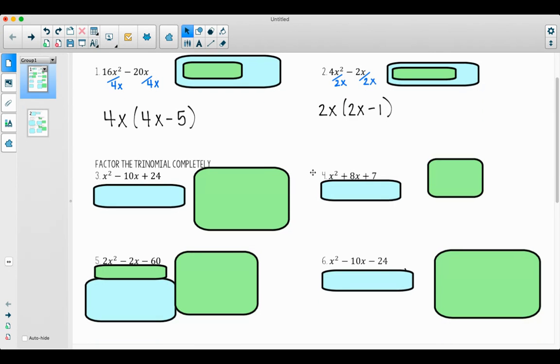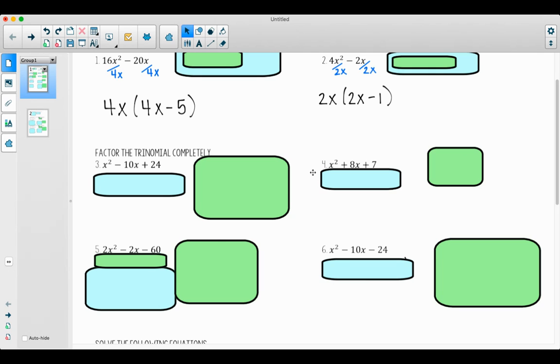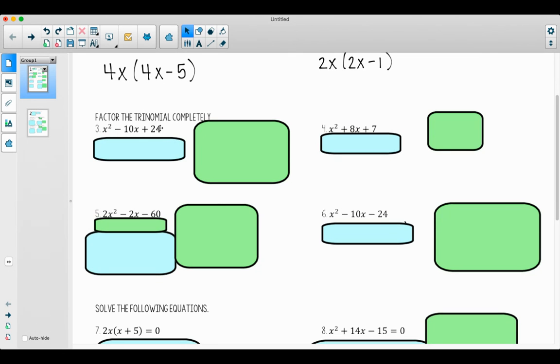In the next set of directions, it says factor the trinomial completely. So for the trinomials, remember we want to figure out what's going to multiply to that last number, and it's going to add to that middle number. In problem number 3, we're given x squared minus 10x plus 24. So we need to think of everything that multiplies to 24 but adds to a negative 10.